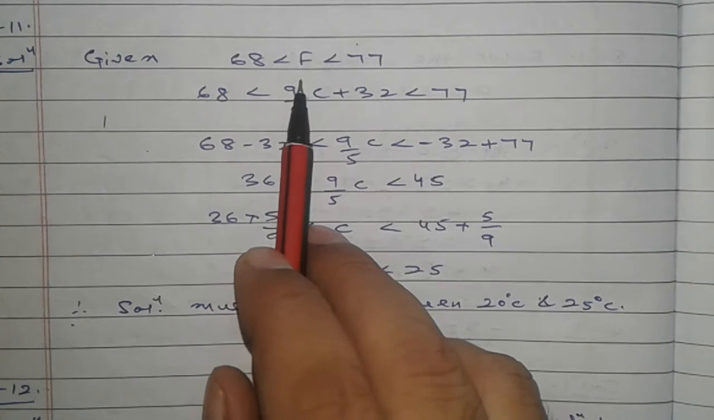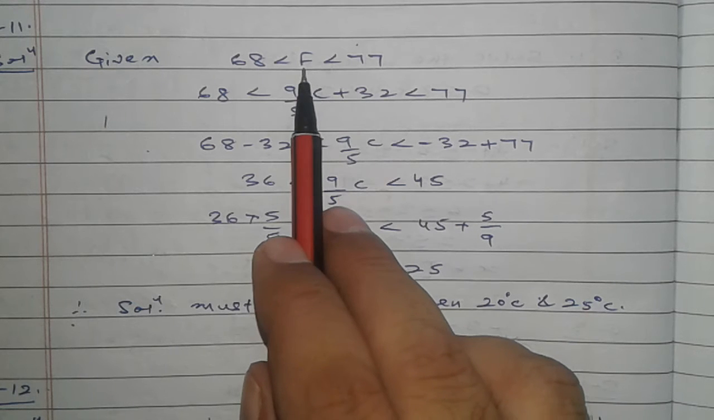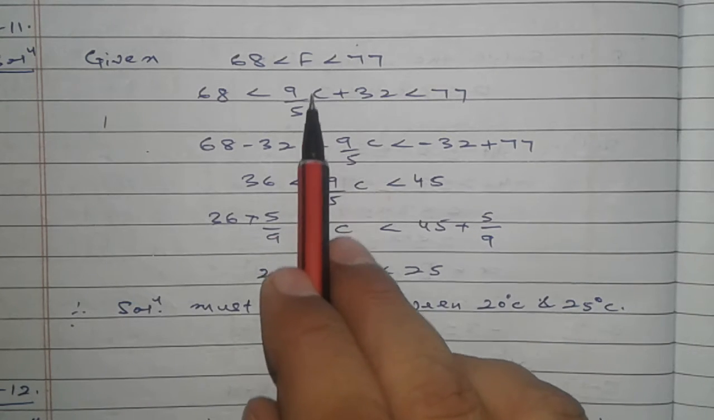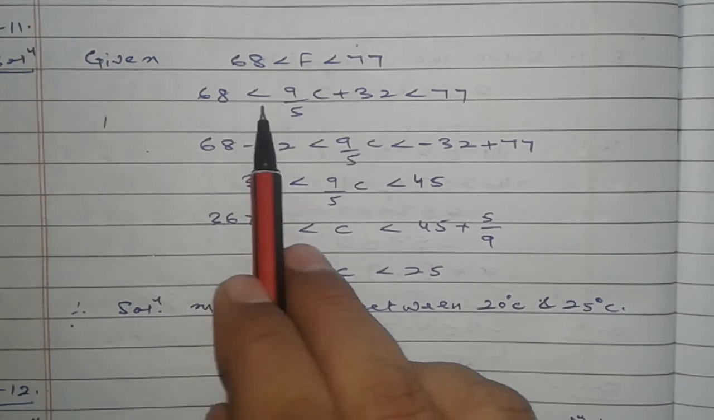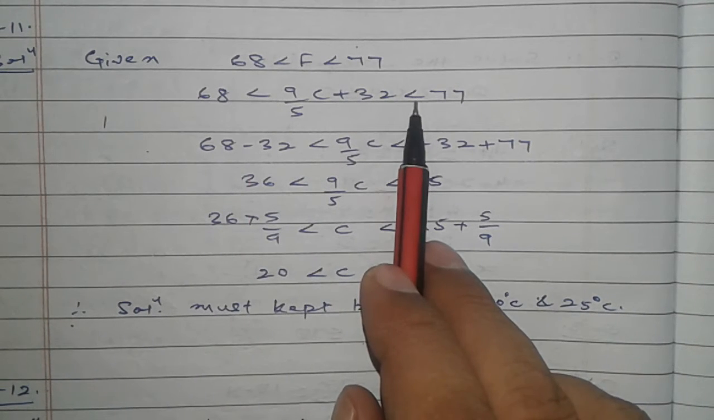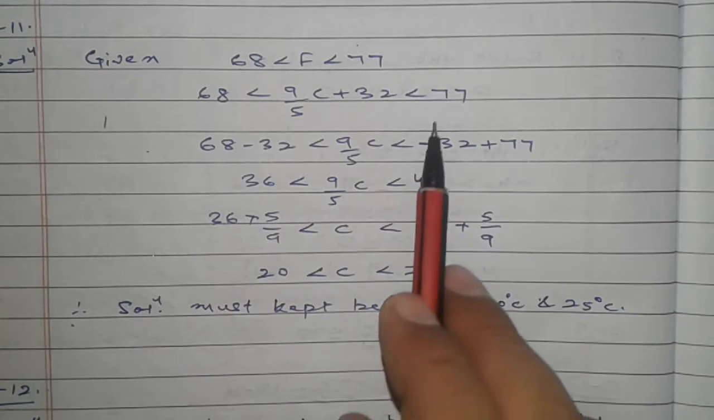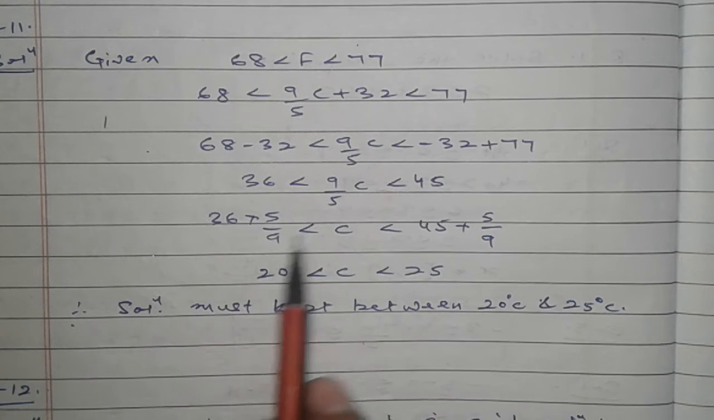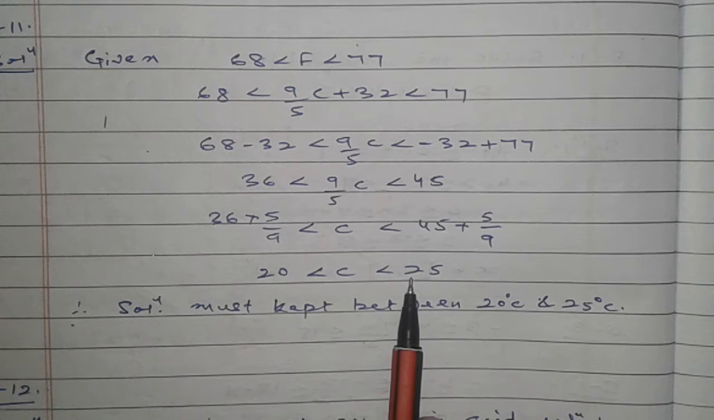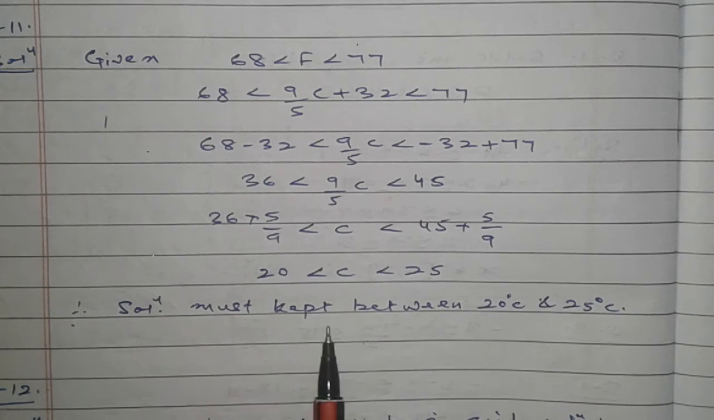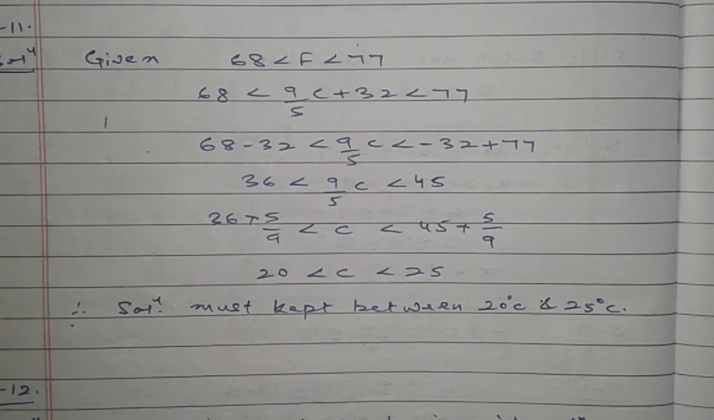Now the Fahrenheit is 68 to 77. So Fahrenheit and degree Celsius are related by F equals 9 by 5 C plus 32. The sign is strictly less than or greater than. So calculate this: 68 minus 32, 77 minus 32. On calculation, C lies between 20 and 25 degrees. So the solution must be kept between the temperature of 20 degree Celsius and 25 degree Celsius.